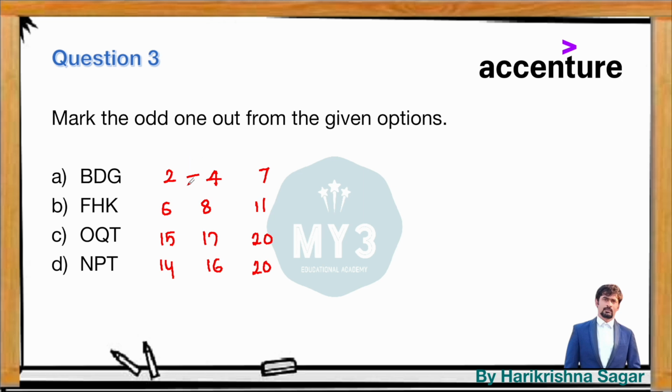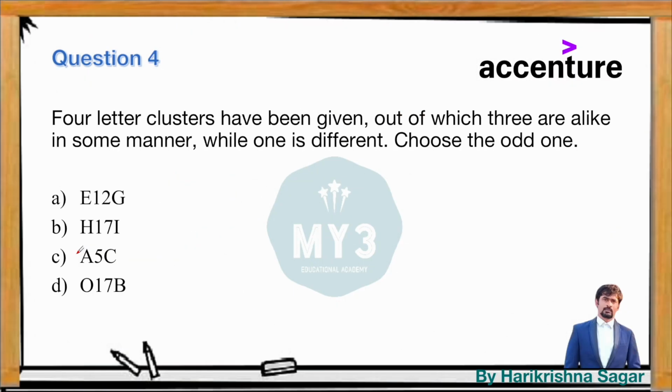If you observe, there is a difference of 2 in the first pair. There is a difference of 3 here, here, here. But if you observe, there is a difference of 4 in this. So mark the answer choice as going to be option D. Let's look at the next question.